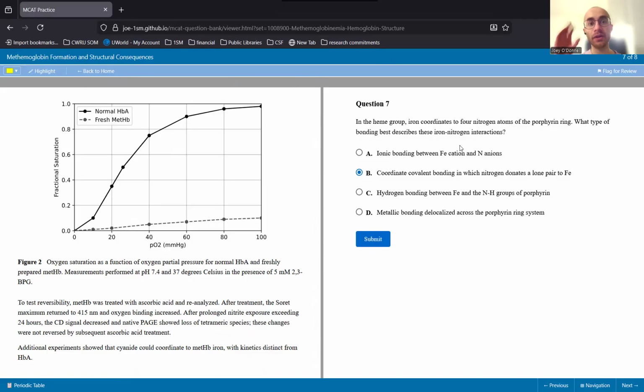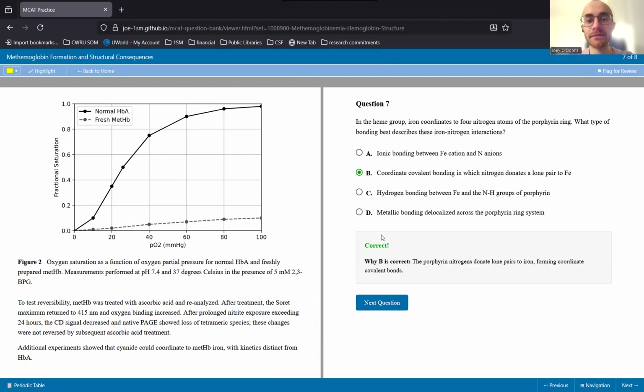The idea being that you donate electrons and still share them with the target, the iron cation, but it's not as equal as a typical covalent bond, which is one each and then shared. Hydrogen bonding between iron? Iron does not hydrogen bond. It's just nitrogen, oxygen, fluorine, pretty much, with hydrogen bound to that. And the metallic bonding, delocalized, that's what you see in a straight metal. So we're not expecting that.